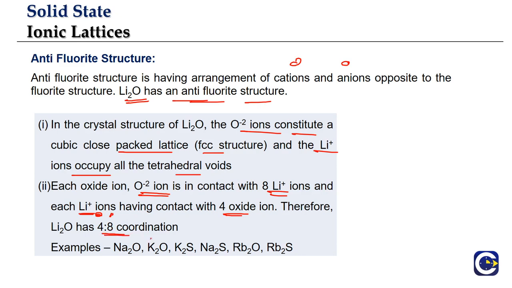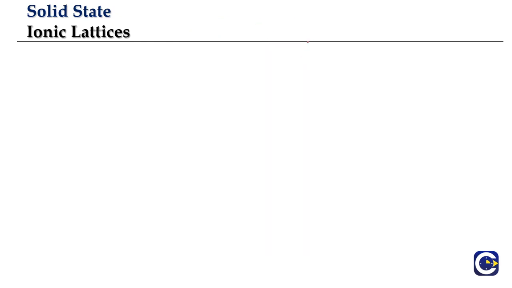The examples of this anti-fluoride are the first group metal oxides and first group metal sulfides like Na2O, K2O, K2S, Na2S. All of them are examples of the anti-fluoride structure. So these are the other two examples, the fluoride structure and anti-fluoride structure. We will have them under either this A2B type of compound or AB2 type of compound.